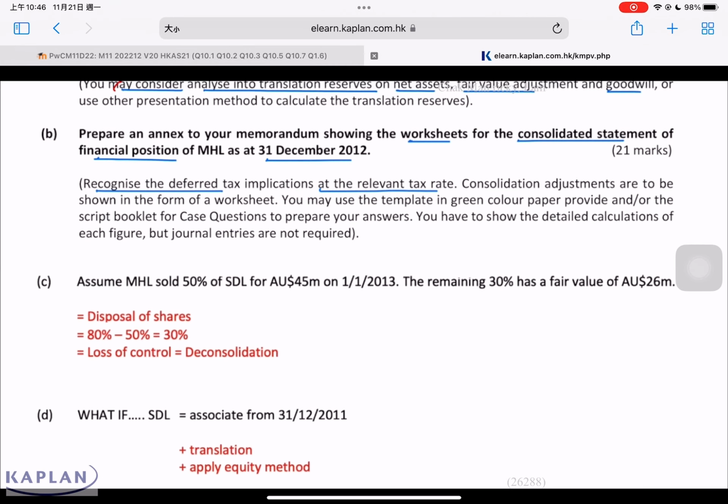For this question, I add in two more issues. Part C. What if MHL sold 50%, resulting in loss of control? Do the usual step to account for loss of control, but one more step, reclassify the previous translation differences from OCI back to P&L when the control is lost.